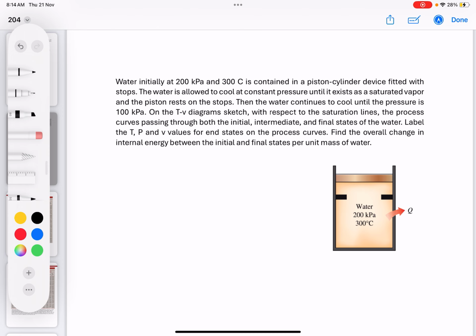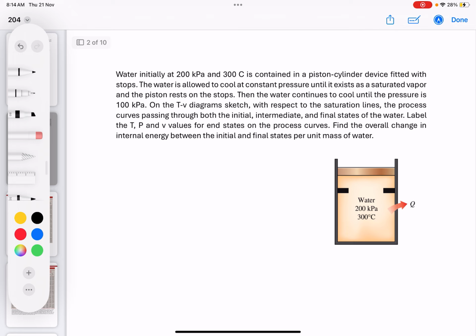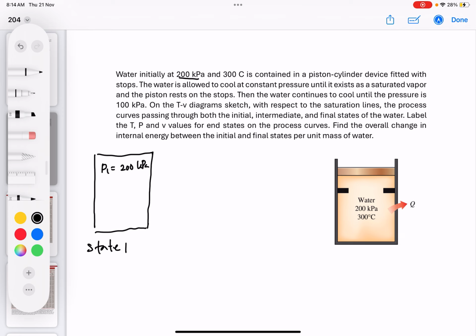Here I've got 3 different states. So if I'm going to sketch, initially this is going to be my state 1, and given that at state 1, P1 equals 200 kilopascal and T1 is 300 degrees Celsius, and it was contained in the piston cylinder device fitted with the stop.